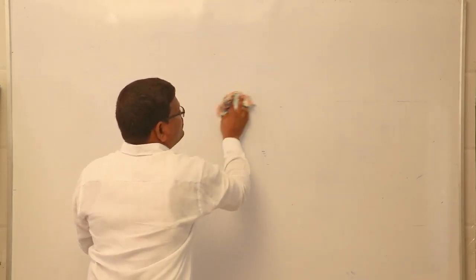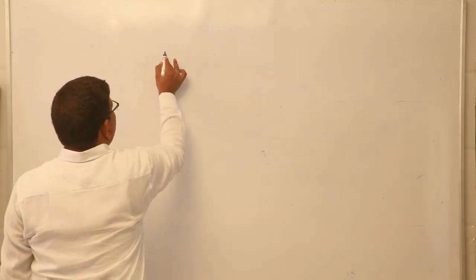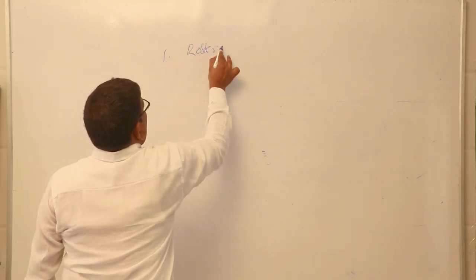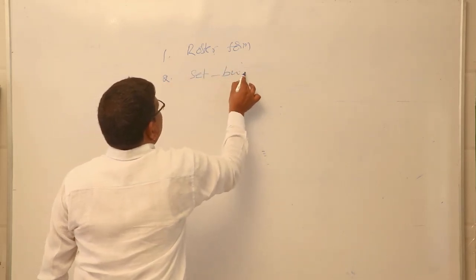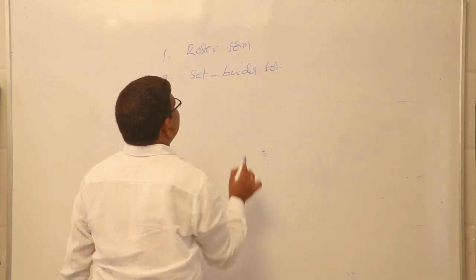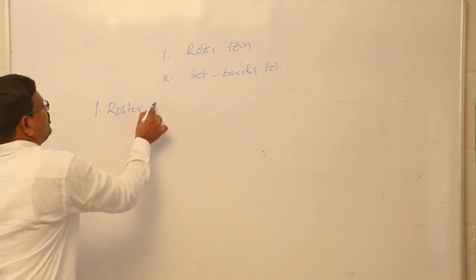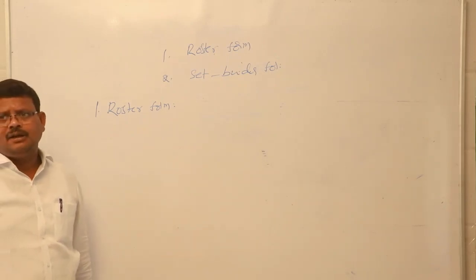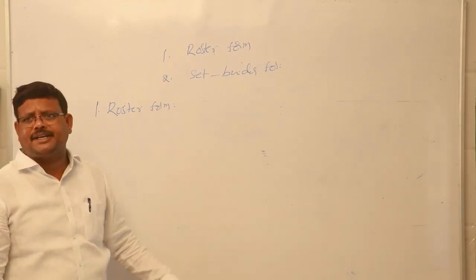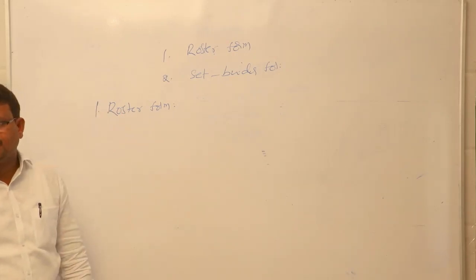Next one is, how to represent the sets? There are two methods to represent the sets. One is roster form and the second one is set builder form. What is roster form? In this form, all the elements are taken, separated, and enclosed within curly brackets. That is called roster form.